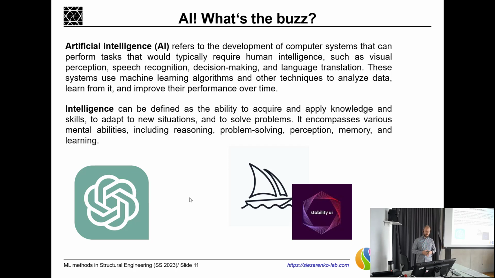And another question, of course, what is intelligence? Because it's quite cool to define artificial intelligence, but it's not cool to avoid talking about intelligence in general. And intelligence can be defined as the ability to acquire and apply knowledge and skills, to adapt to new situations, and to solve problems. It encompasses various mental abilities, including reasoning, problem solving, perceptions, memory, and learning.